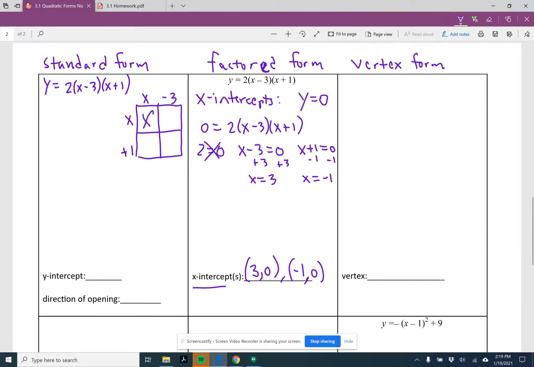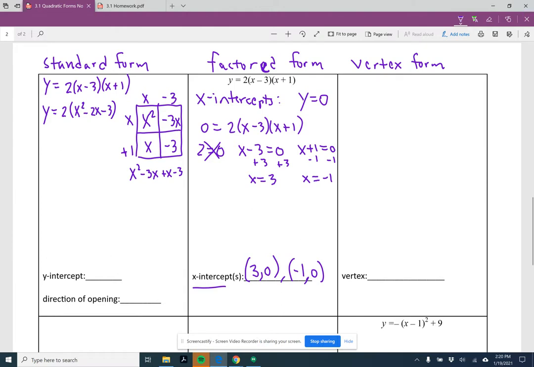So x times x is x squared. x times negative 3 is negative 3x. x times 1 is 1x. And 1 times negative 3 is negative 3. So if we add those up, x squared plus negative 3x plus x minus 3, we have y equals 2 times (x squared minus 2x minus 3).